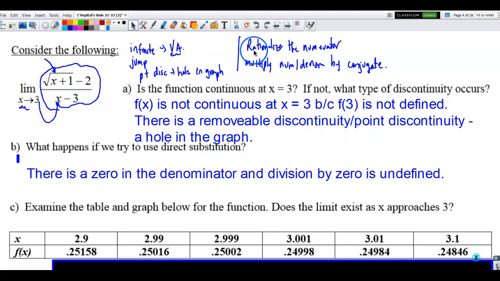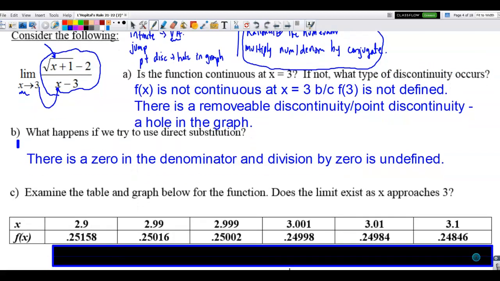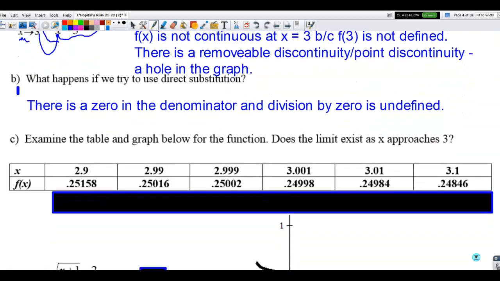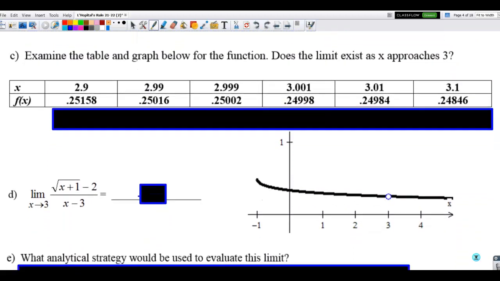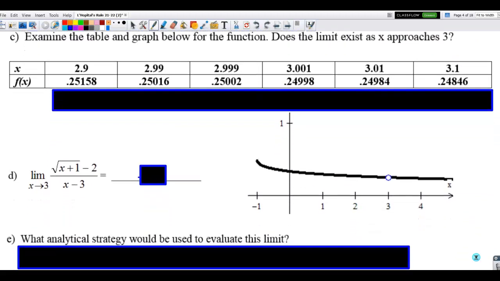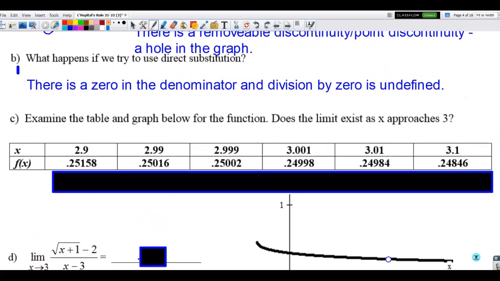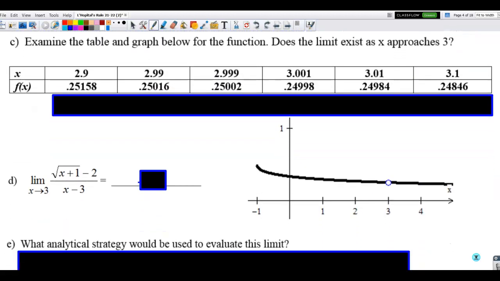And we're not going to show that algebraically, but the way that we would show it algebraically would be following this process of rationalizing the numerator by multiplying numerator and denominator by the conjugate. And if we did, we would remove the discontinuity to see that there's going to be a hole in the graph. Now, below in part C, I have provided you with a table of values that are directly from this function. And remember that we are finding the limit as x approaches 3.